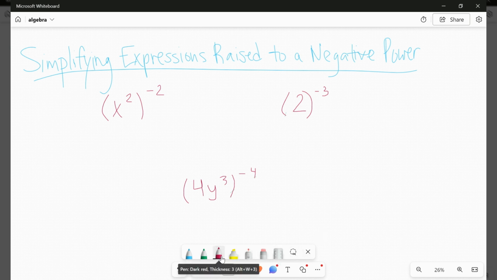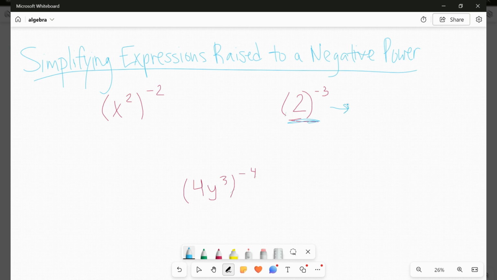Previously we talked about simplifying expressions that are raised to positive exponents and how we distribute that exponent to every term. But now it's looking at these negative exponents and trying to figure out how to represent our answer without including any negatives in them. So we're going to jump right into it.